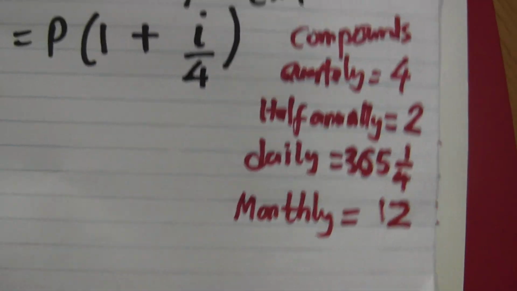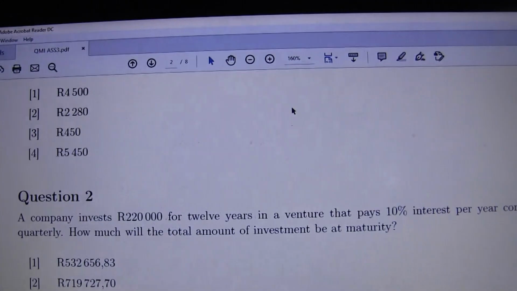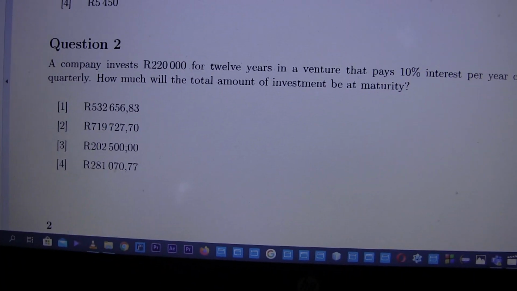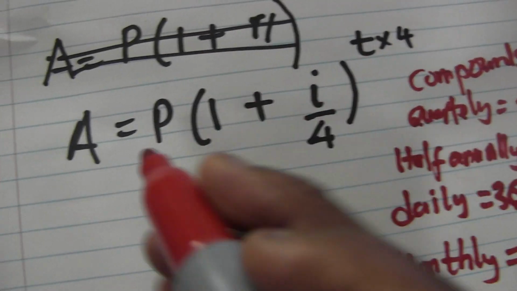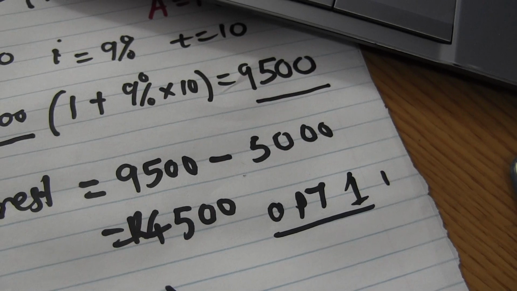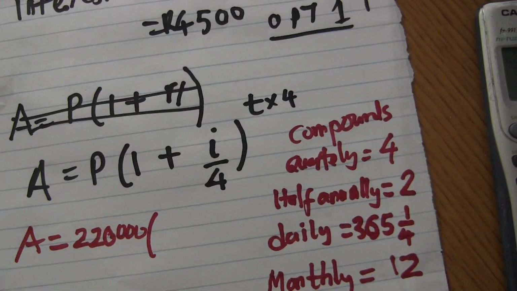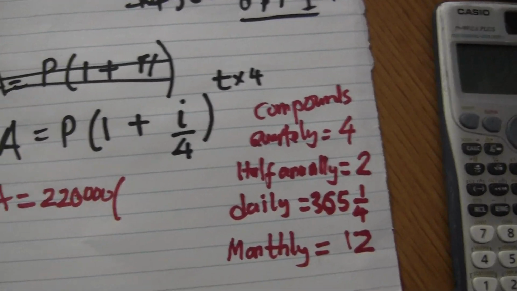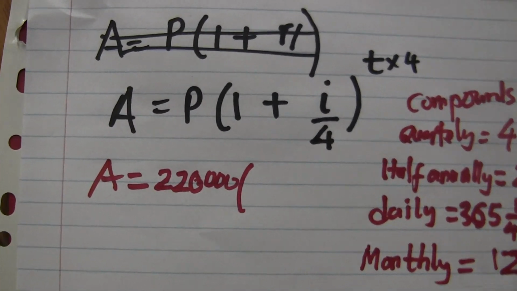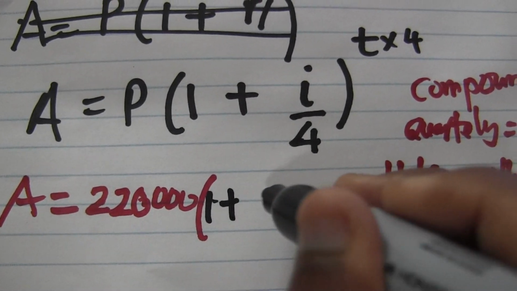Okay, now let's get into it. For this question here, let's see how it is compounded. A company invests 220,000 for 12 years. So our time here is going to be 12 years. The amount equals how much did it invest? 220,000. And then they say 12 years. So this is going to be 1 plus our interest rate.